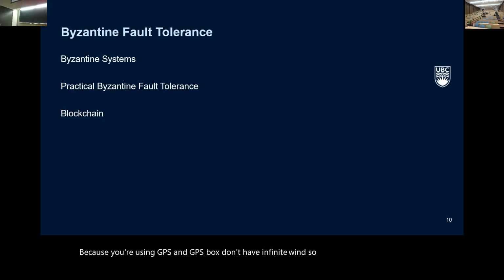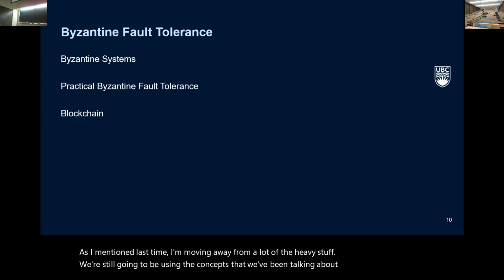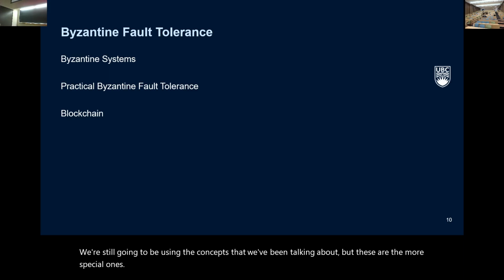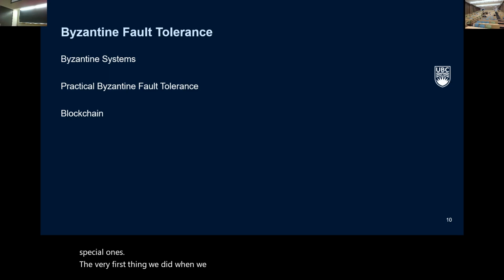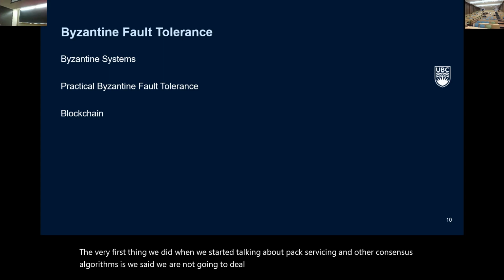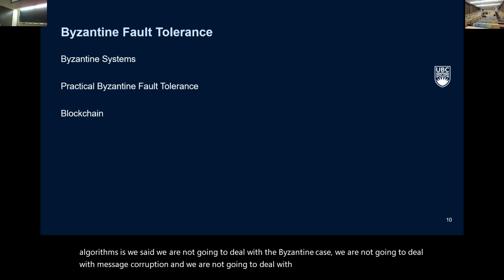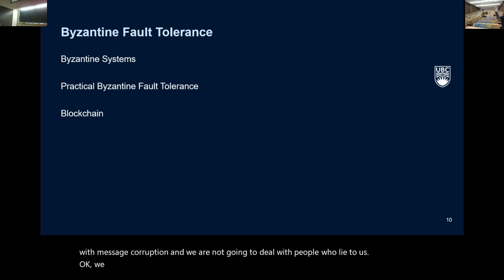So as I mentioned last time, I'm moving away from a lot of the heavy stuff into some interesting topics. We're still going to be using the concepts that we've been talking about, but these are more specialized. The very first thing we did when we started talking about Paxos and other consensus algorithms is we said, we are not going to deal with the Byzantine case. We are not going to deal with message corruption. We are not going to deal with people who lie to us. Okay, well, we did that. We're more comfortable with where we are there now.